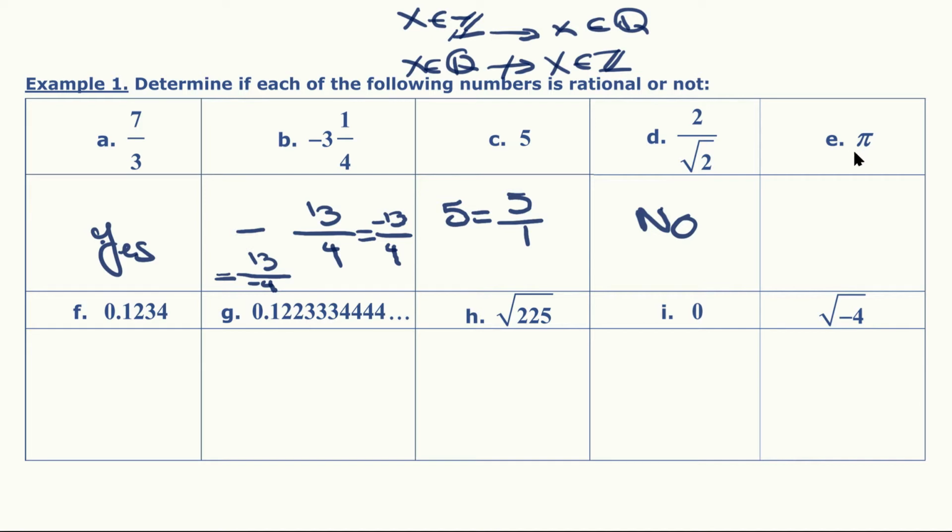Pi is probably the most famous number that is not rational, right? So this definitely goes in the no category.